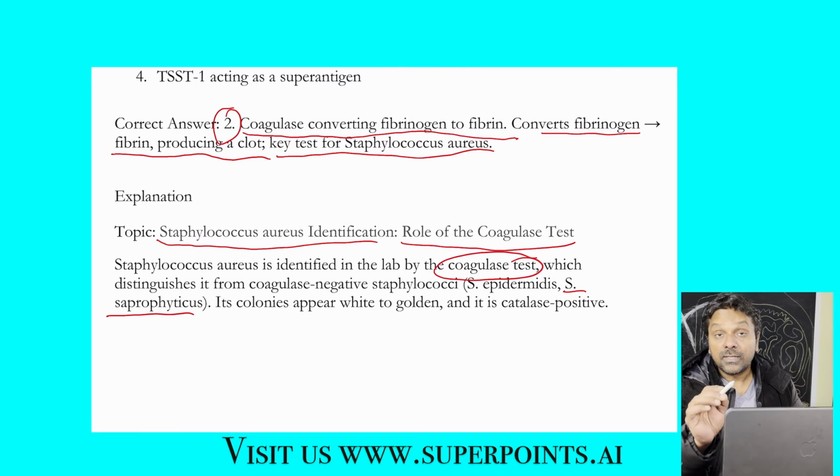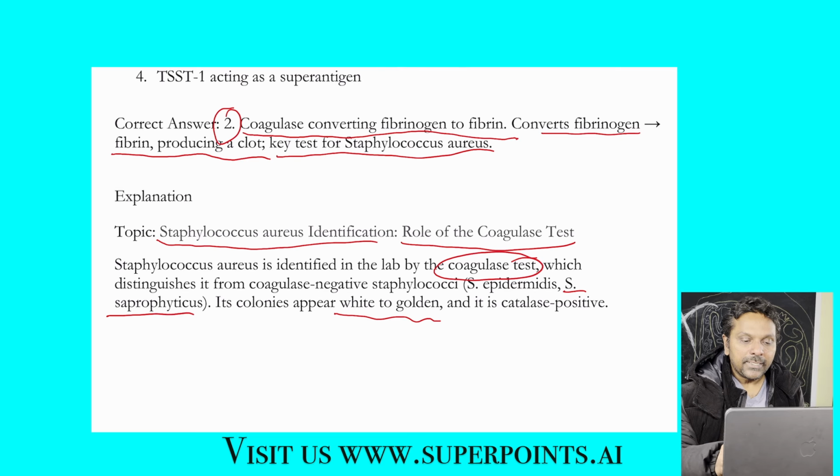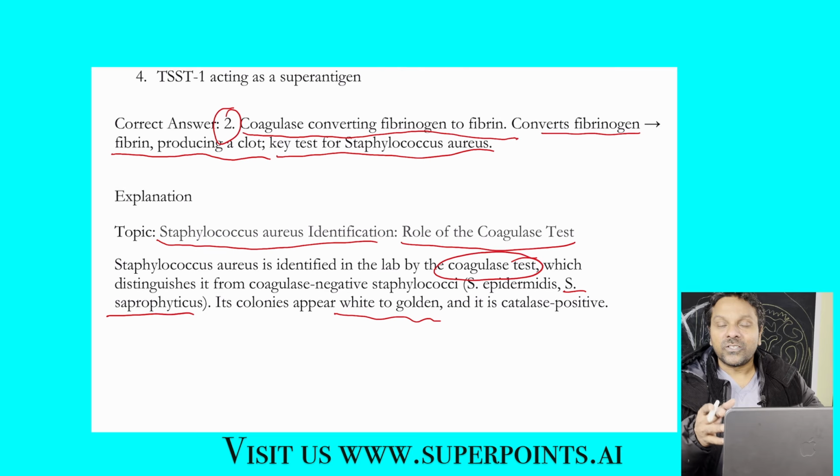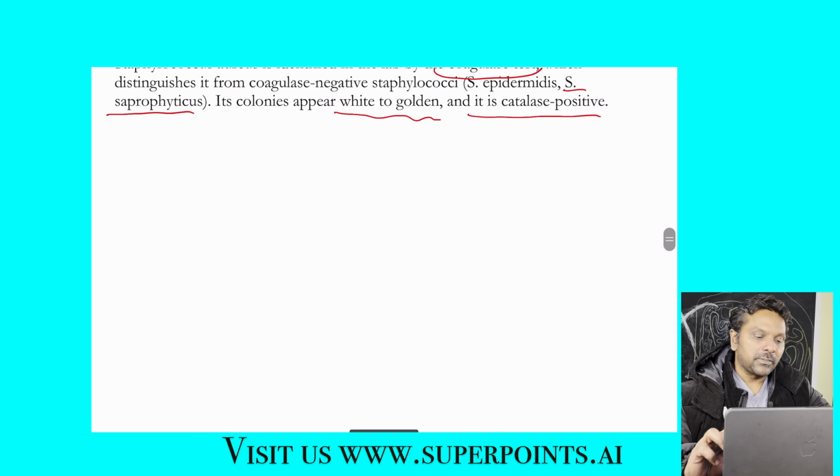That is also another important organism. It causes UTIs in young women. Its colonies appear white to golden. Actually, the name says it all. Staphylococcus aureus. Aureus means gold. So when you see gold, think about Staphylococcus aureus. And it is catalase positive.